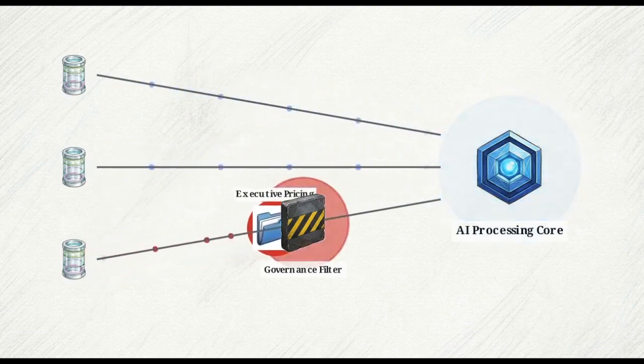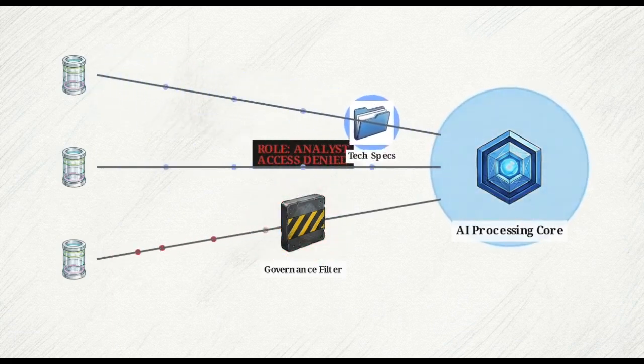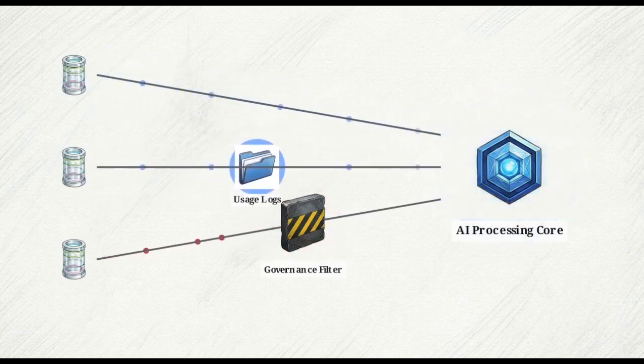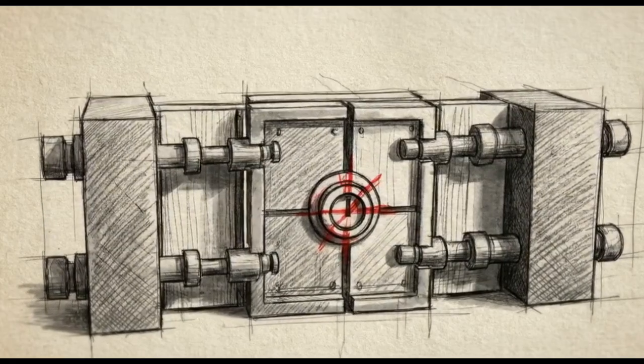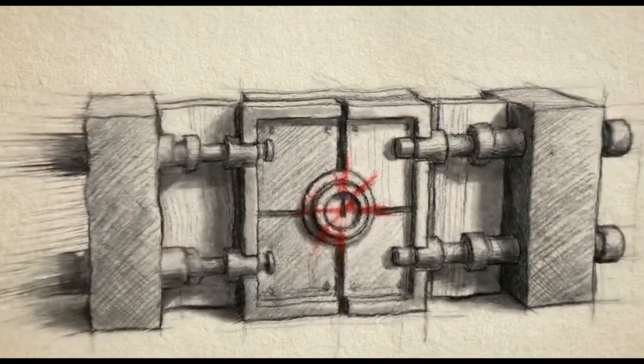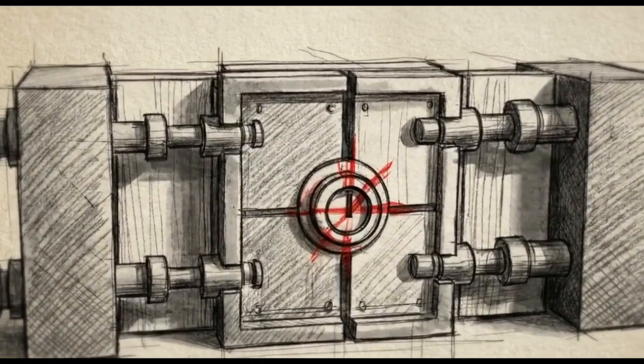However, the system actively blocks the specific stream from reaching the model. The querying analyst lacks the role-based access required to see pricing data, so the system stops it cold. This live enforcement creates a defensible system. The AI's output is strictly bounded by the exact operational permissions of the human operating it.